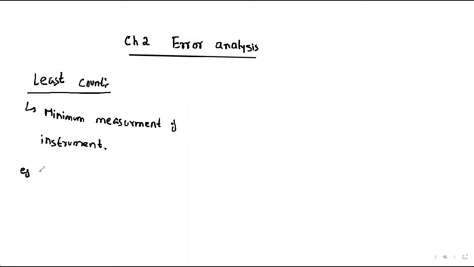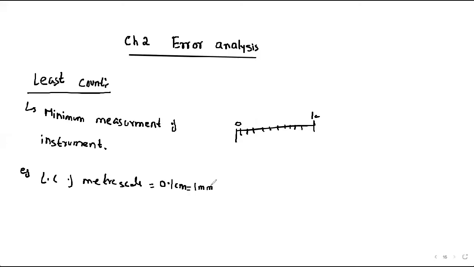For example, if you have a meter scale that you use to measure the length of the line over your copy, what's the minimum value that you can measure through a meter scale? 1 centimeter. Not 1 centimeter. Say a meter scale has 0, 1 centimeter, and then you have 10 divisions, right? Each division can measure 0.1 centimeter. So the least count of a meter scale is 1 mm.